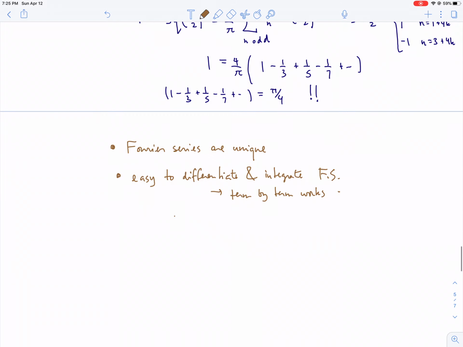And so if you start out with continuous and piecewise differentiable, you can differentiate term by term, and you get piecewise continuous. And if you start out with piecewise continuous, you can integrate term by term. And what you get when you integrate may or may not be 2 pi periodic.